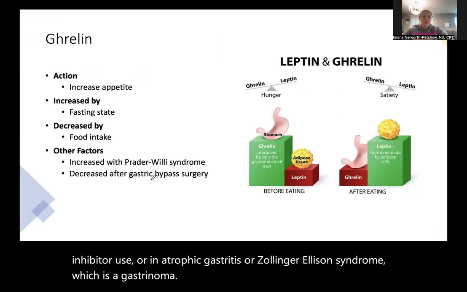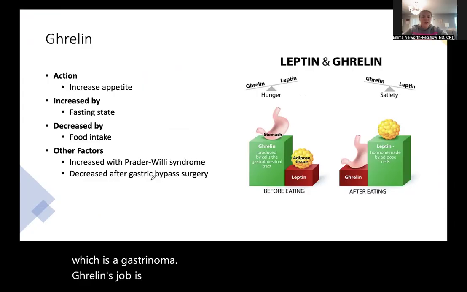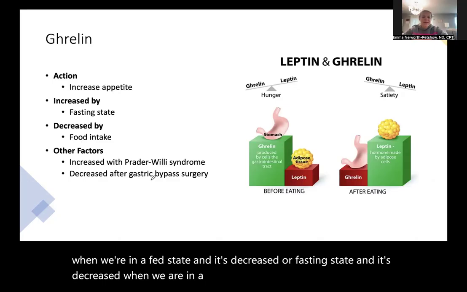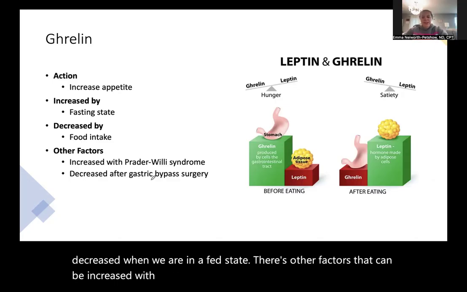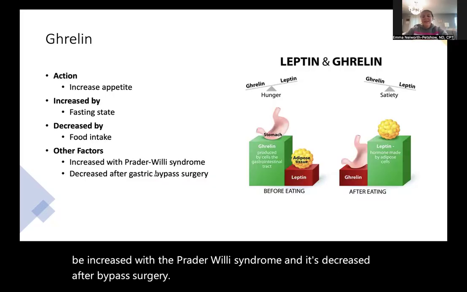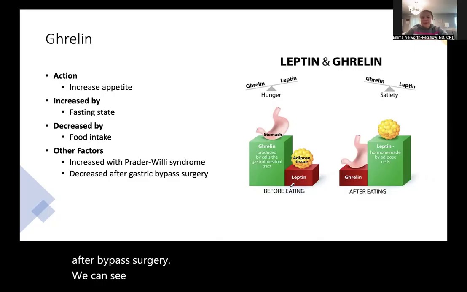Ghrelin's action is to increase appetite. It is increased in a fasting state, and it's decreased when we are in a fed state. There are other factors: it can be increased with Prader-Willi syndrome, and it's decreased after bypass surgery. We can see that leptin balances it out. Leptin is the balancer.